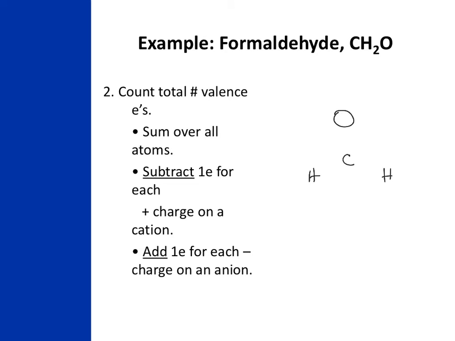So now I need to figure out the total number of valence electrons. We know oxygen has 6 valence electrons, carbon has 4, and hydrogen, of which we have 2, has 1 valence electron each. That gives us a sum total of 12 valence electrons to work with. We just added up the valence electrons over all the different atoms. If there was a charge, this is the point at which we would need to subtract or add electrons depending upon that charge. So we're starting off with 12 electrons to work with.